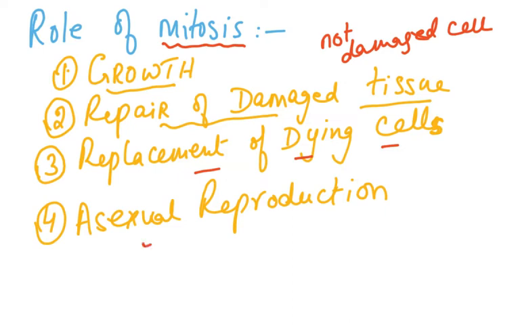And the last one is asexual reproduction. Asexual reproduction is like when you are planting sugarcane. You cut up the sugarcane and plant it in the soil, and it will start to grow. You take a twig. Sometimes there are some plants which we do by propagation. So you just cut a piece of stem and you plant it and it starts to grow again. So, asexual reproduction.